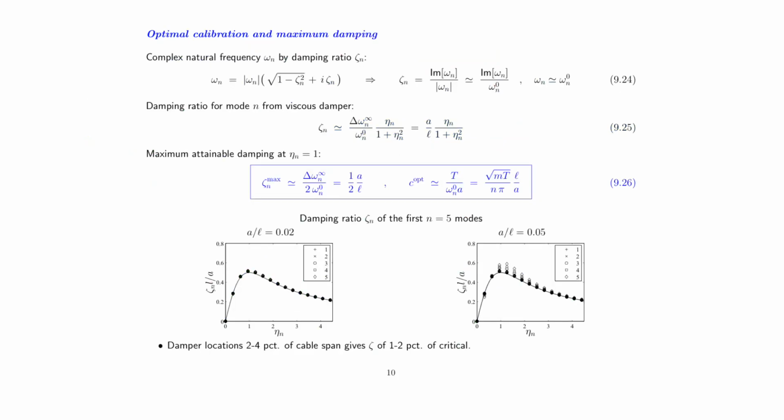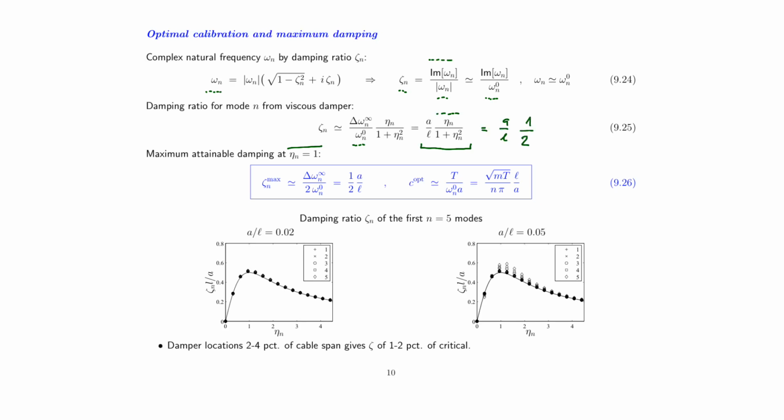So this is summarized, the optimal calibration and the maximum damping is summarized on this slide, just indicating the solution to a complex natural frequency, and that the damping ratio is the imaginary part divided by its absolute value, and the absolute value is approximated by the undamped natural frequency. If that is the case, then we can go back to the previous slide, take the imaginary part, that's the one we have here, and divide it by omega 0, and thereby we get this expression here for the damping ratio. Now for the damping parameter eta equal to 1, then this fraction actually becomes 1 divided by 2.